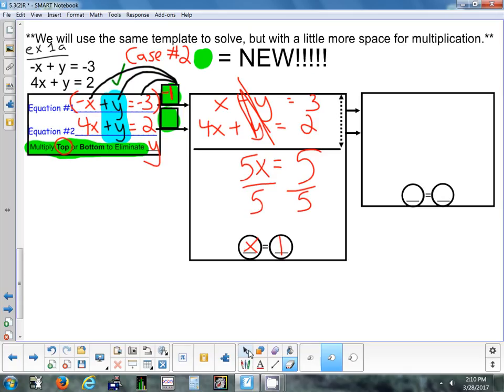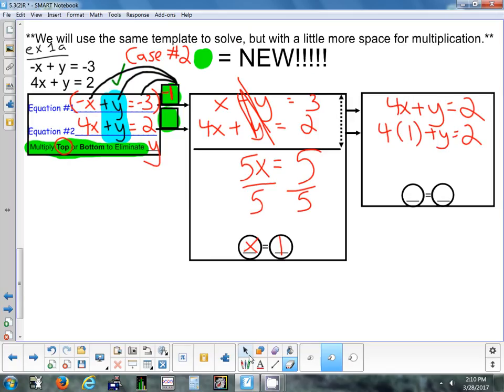Vanessa, what's the bottom equation? 4x plus y equals 2. Now what? You're going to substitute the 1 in for the x. Okay, so I'm going to write 4, parentheses, yes, put the 1 in parentheses, plus y.